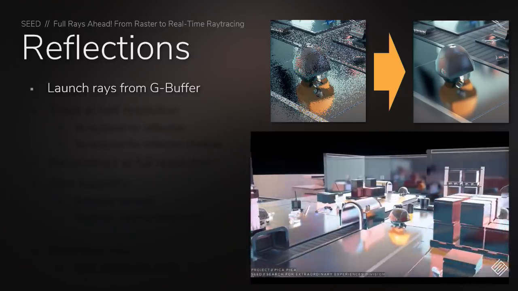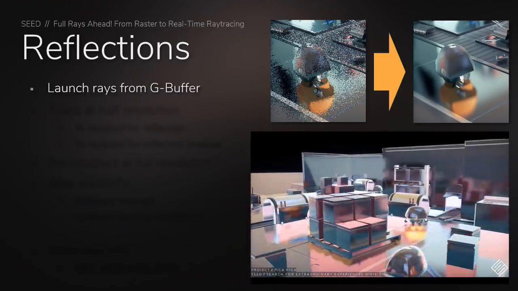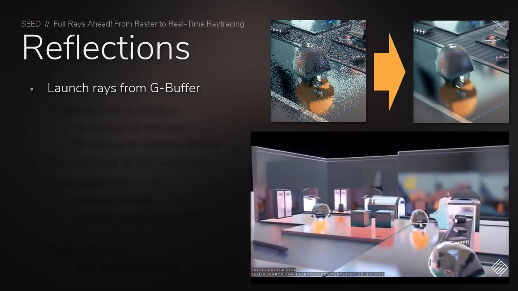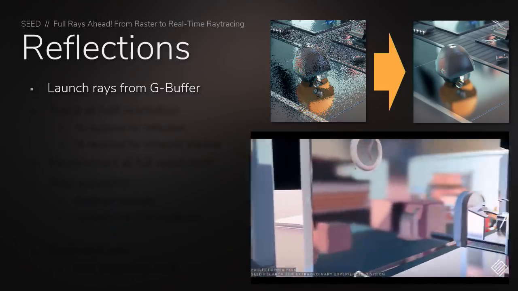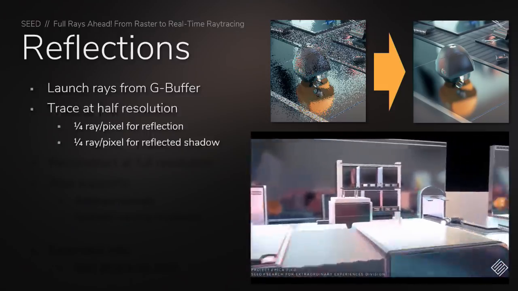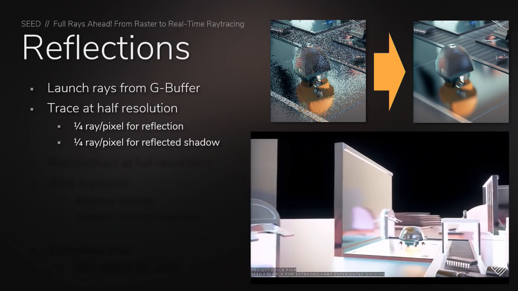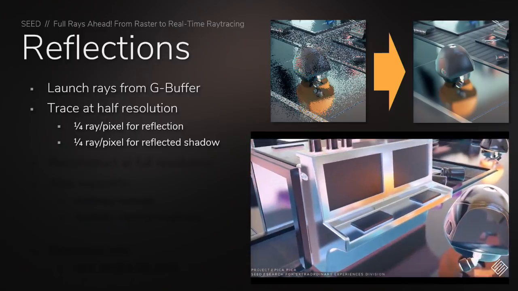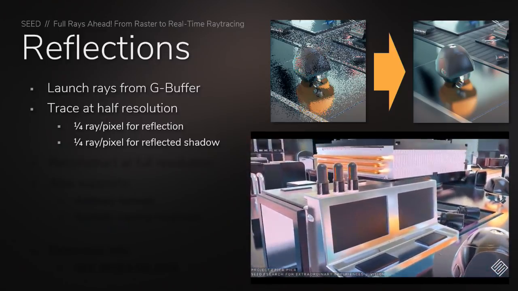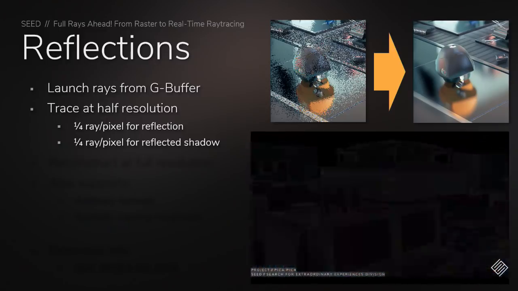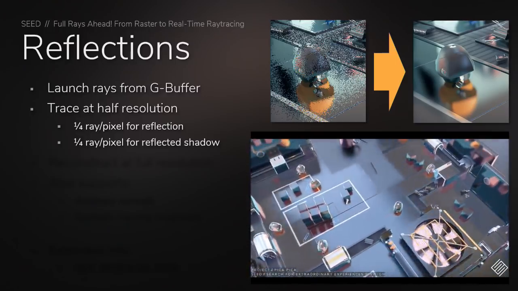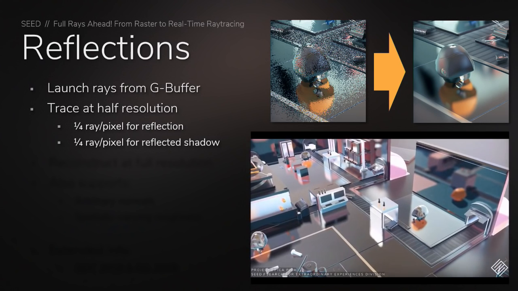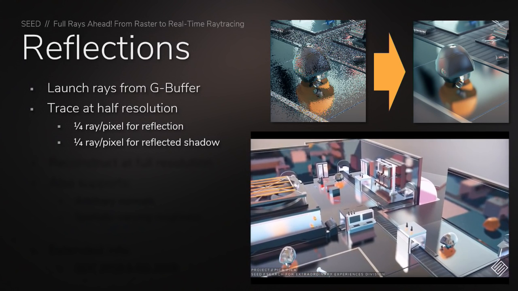And so just like AO, the ability to launch rays from the G-buffer allows us to trace pretty cool reflections, from smooth to rough. We trace them at half resolution. So for every 4 pixels, you get one reflection ray. That's about a quarter ray per pixel. And then at the hit point, the shadows will typically be sampled with another ray. So that totals to half a ray per pixel.